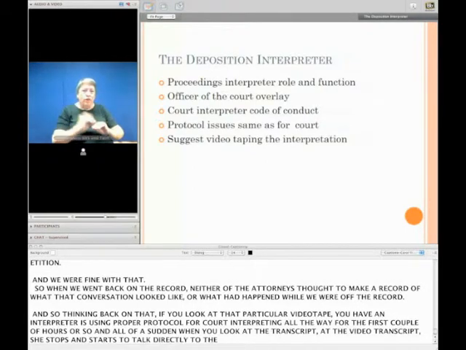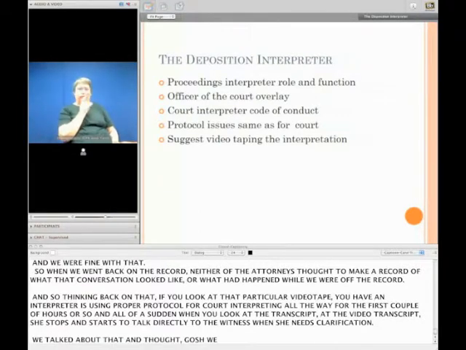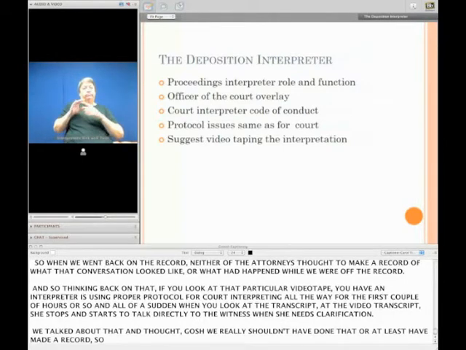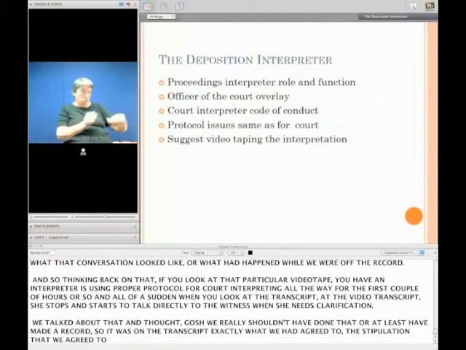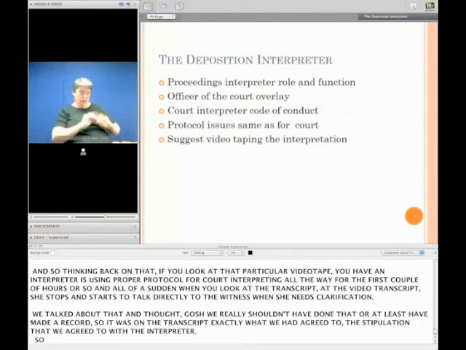So we talked about that and thought, gosh, we really shouldn't have done that, or we should have at least made a record so that it was on the transcript exactly what we had agreed to, the stipulation that we'd agreed to with the interpreter. So that's just a point of clarification.